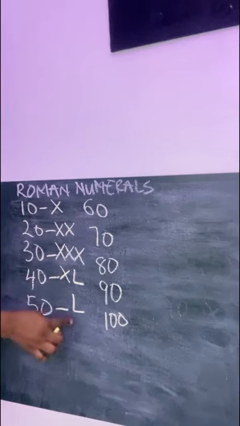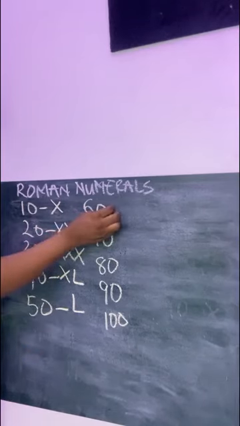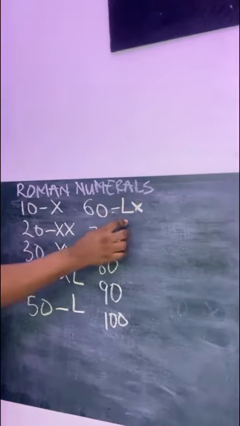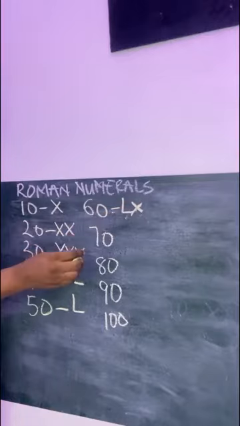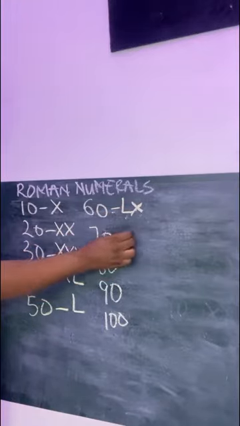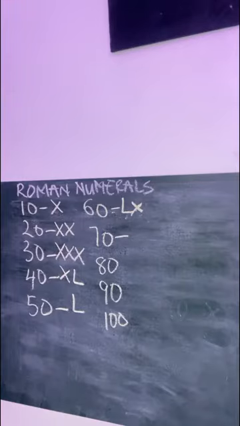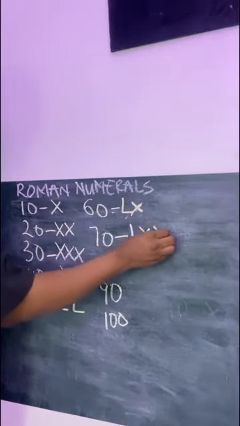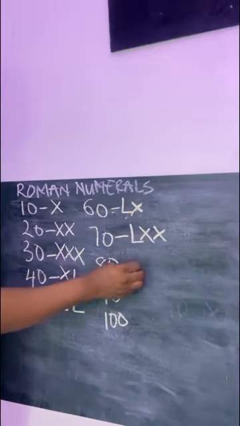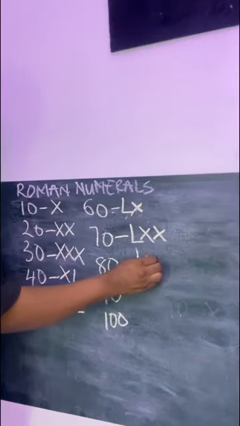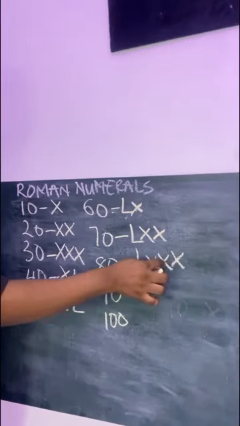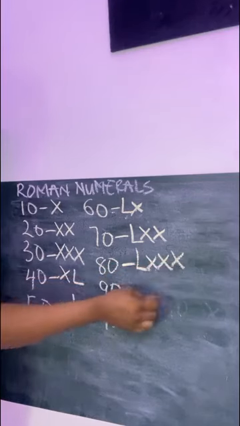So your 50 is what? L. Your 60 is what? LX. 50, 60. Then your 70 is what? LXX. Your 80 is what? LXXX. That is 50, 60, 70, 80.